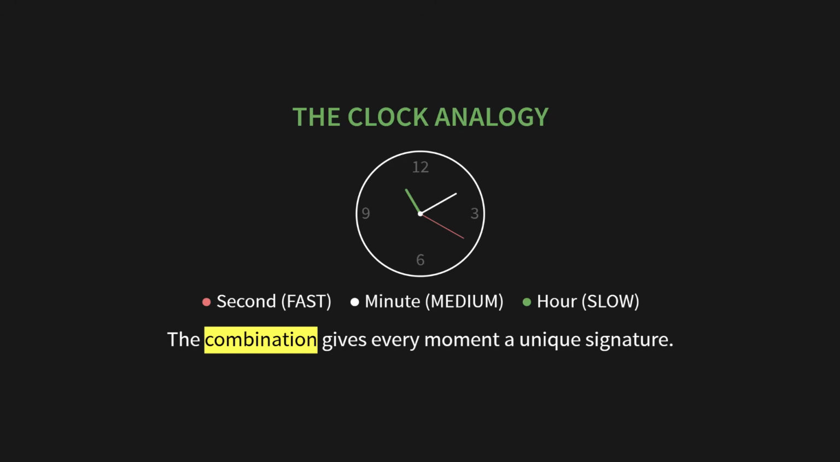RoPE uses this exact same idea. Each pair of dimensions is a clock hand that rotates at a different speed. The first pairs spin fast, like the second hand. The last pairs spin very, very slowly, like the hour hand. And how do we control that speed? With this beautiful little formula you see right here. This is the frequency formula.